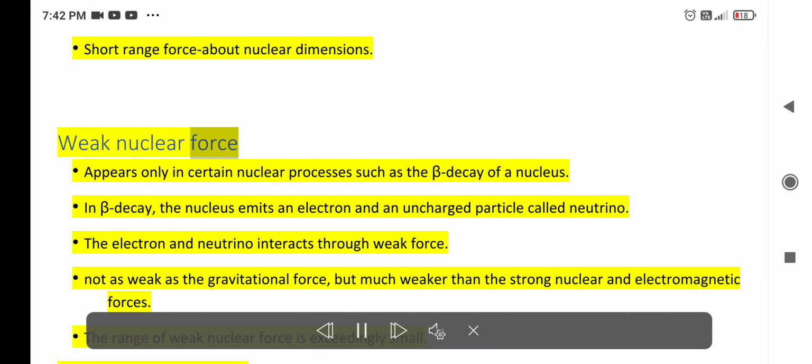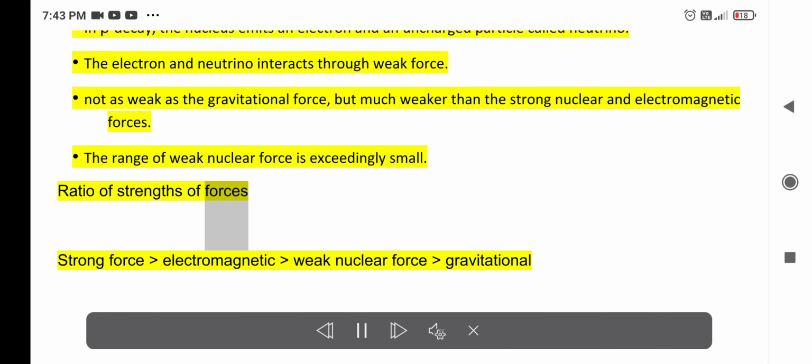Weak nuclear force. Appears only in certain nuclear processes such as the beta decay of a nucleus. In beta decay, the nucleus emits an electron and an uncharged particle called neutrino. The electron and neutrino interact through weak force. Not as weak as the gravitational force, but much weaker than the strong nuclear and electromagnetic forces. The range of weak nuclear force is exceedingly small. Ratio of strengths of forces: strong force greater than electromagnetic greater than weak nuclear force greater than gravitational.